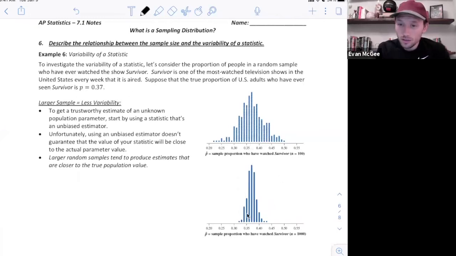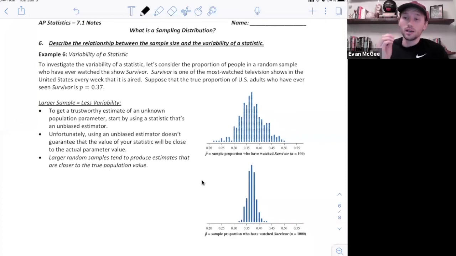But take a look at the difference here. This is the sample proportion who've watched Survivor from a sample size of 1,000. So the difference between these two distributions is the sample size here was 100, the sample size here was 1,000. And you can see that this distribution is much more spread out. There's a lot more sampling variability with the sample size of 100 than there is with a sample size of 1,000.